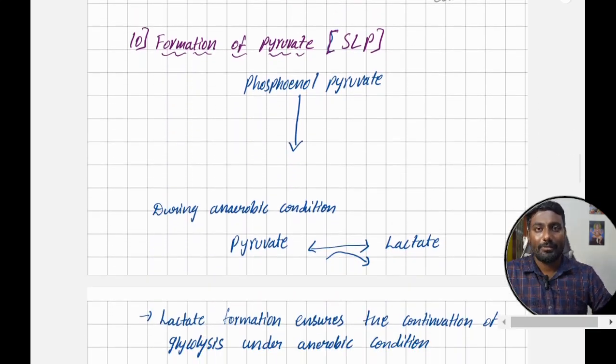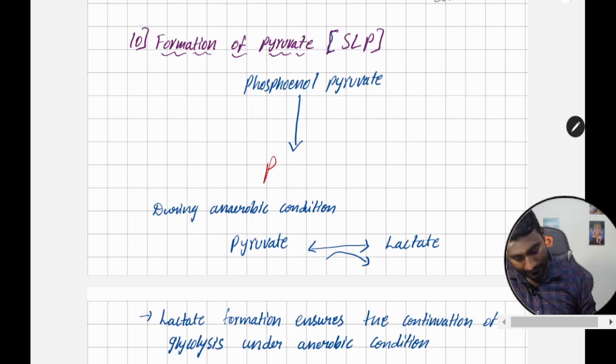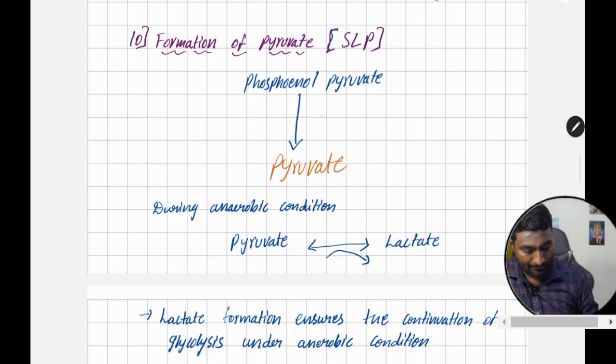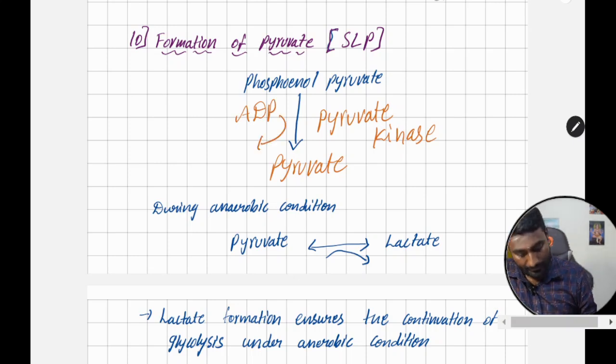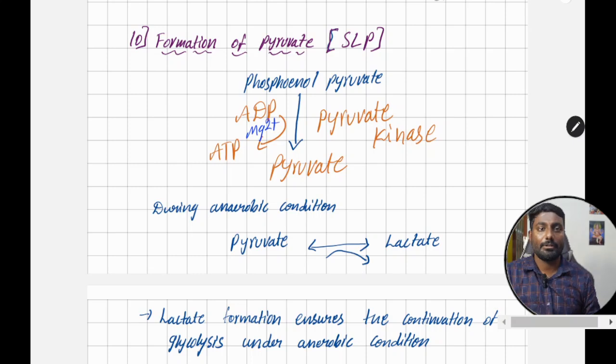Now the last step, it is the formation of pyruvate in aerobic respiration. This phosphoenol pyruvate gets converted into pyruvate with the help of pyruvate kinase, where ADP is converting into ATP with the help of Mg2 plus. Got it? It happens during normal aerobic respiration.